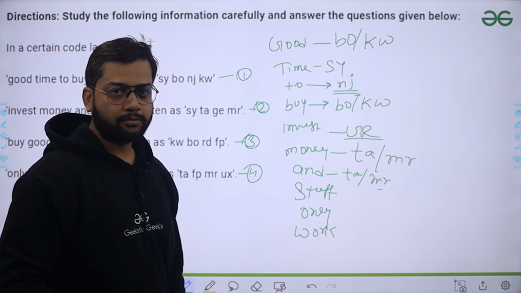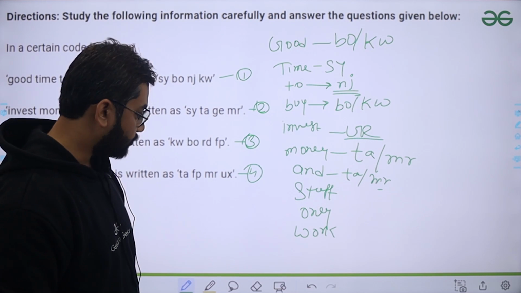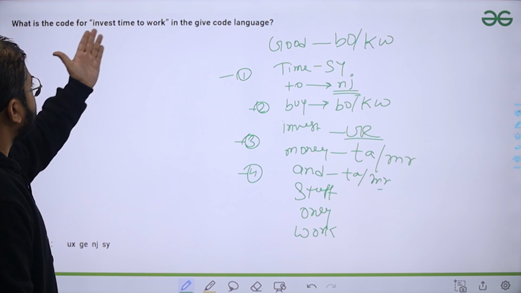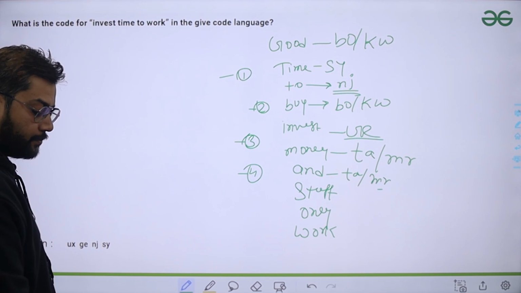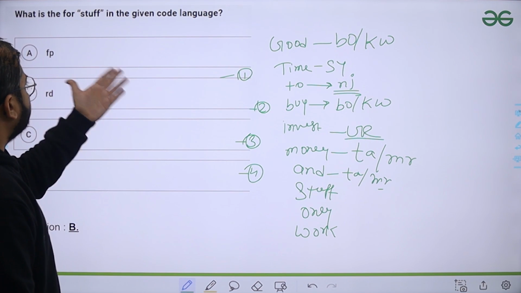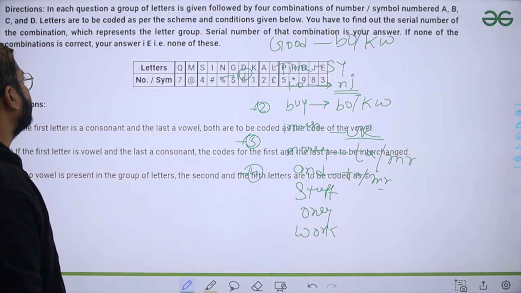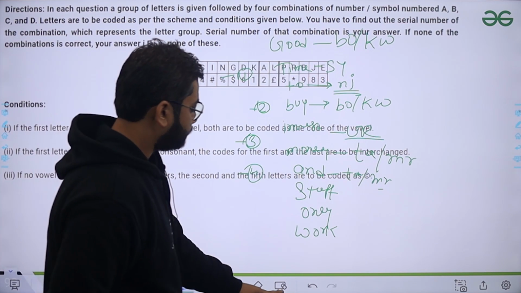Like this we have to make the code, and on the basis of this code you will get the answer. What is the code for invest time to work in the given language? What is the code for stuff? One question you will solve, and you can solve any kind of question.